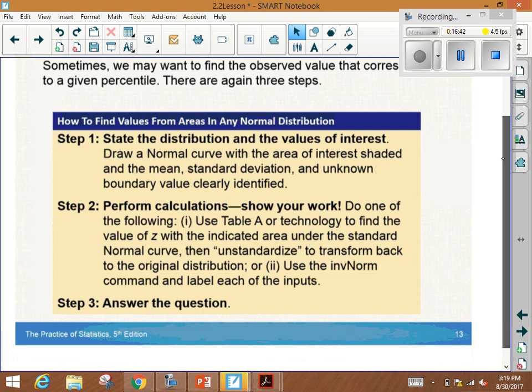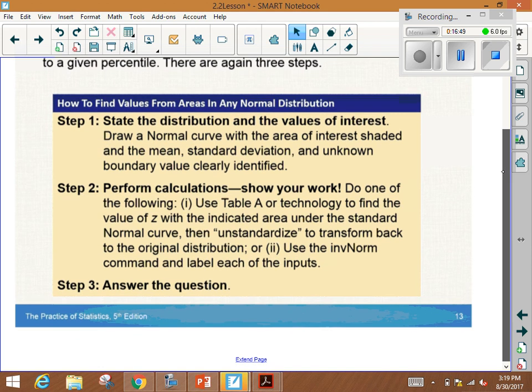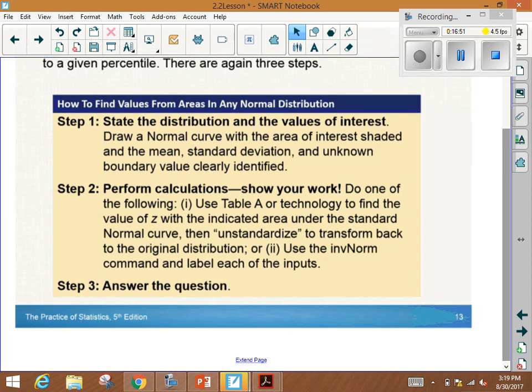Always draw that normal curve. Always label the mean and standard deviation. Maybe you have something unknown in there. Make sure that you identify the shaded region that we're talking about in terms of this proportion. We're going to then perform our calculations. You really, really have to show all of your calculations as you do these. And as I said, I'm going to model a bunch of these for you during class.